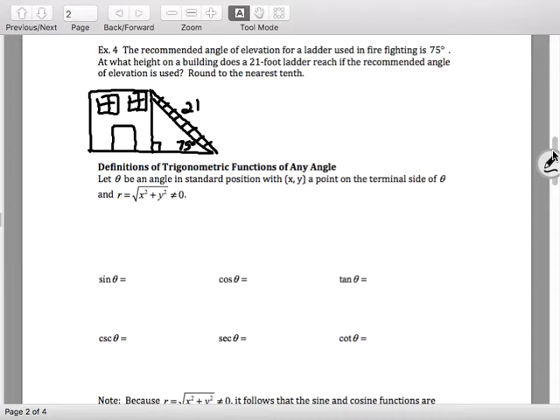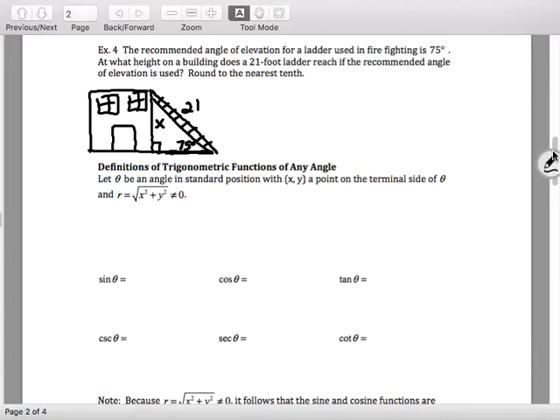All right, here's my sketch. I've got my building. The ladder is 21 feet. Notice my angle of elevation is from this horizontal line. And then I want to know how far up on the building. You can call it H, you can call it X, you can call it whatever letter you want.